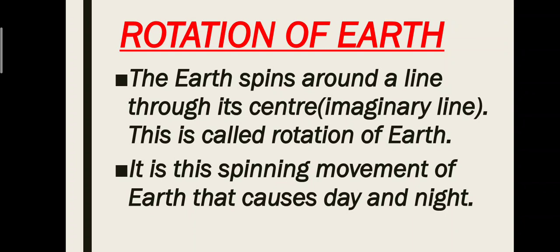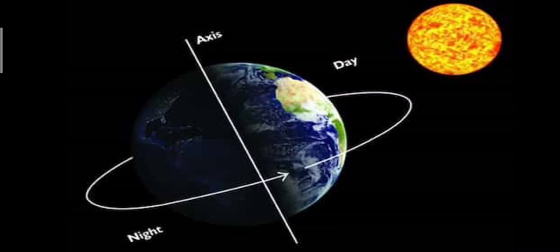Now, let me show you the simple diagram of rotation of earth. As you can see, in the middle, the white line is the imaginary axis, and the earth is spinning around this imaginary axis.